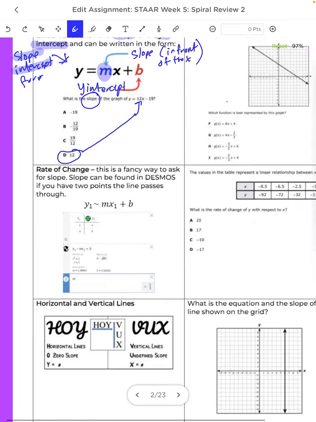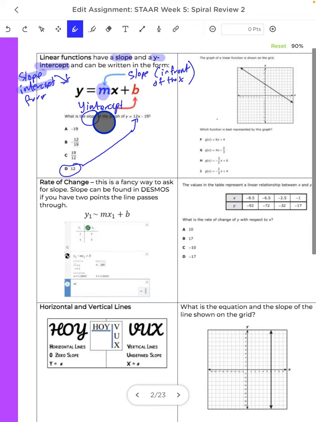All right, next. So another thing, slope is also known as rate of change. So both of these are the same thing. Okay, it's just a fancy way of saying it. So if we see rate of change, we have to know they're asking for the slope.